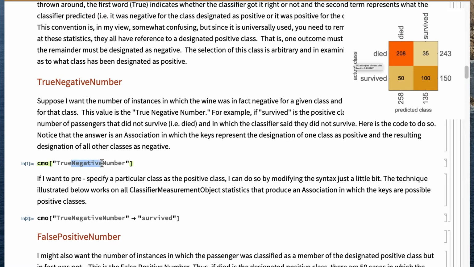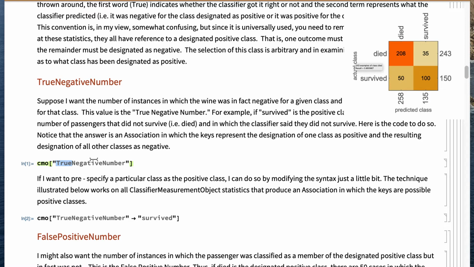Negative, this second part of the phrase true negative, refers to how you classified it. This is what you said it was going to be. True refers to whether that guess is correct or not. So here we're looking at those that we classified as negative and we got it right.